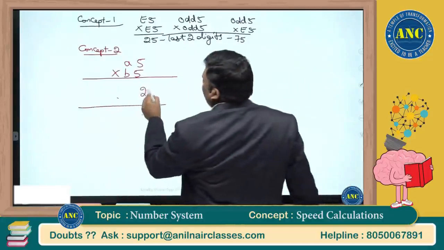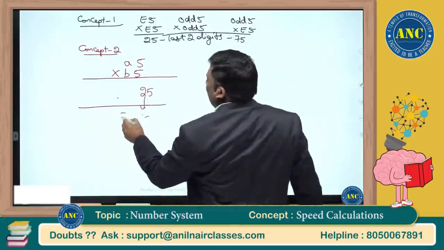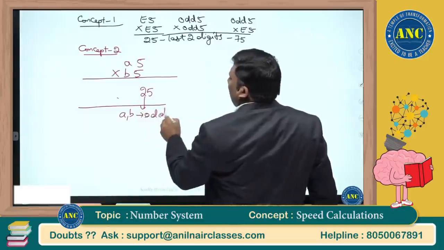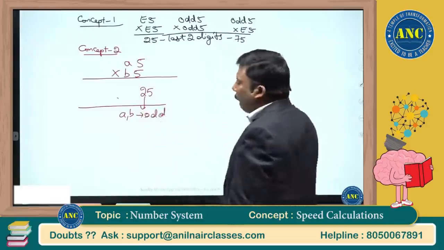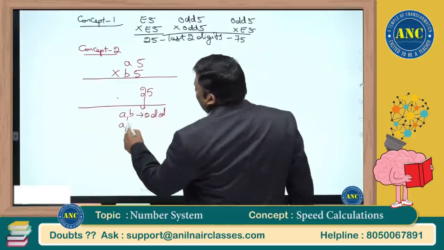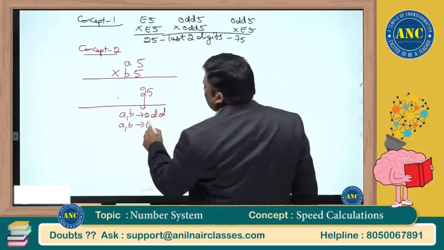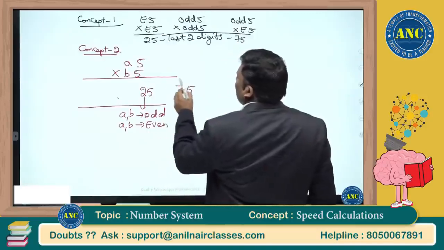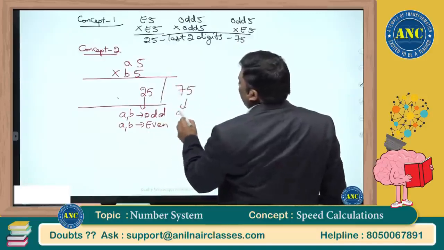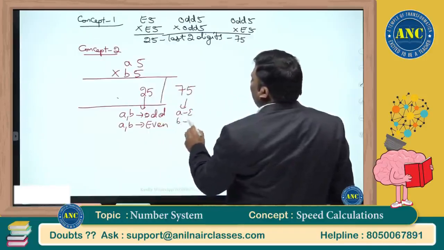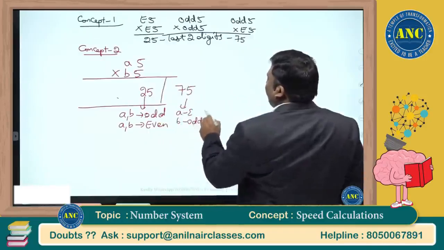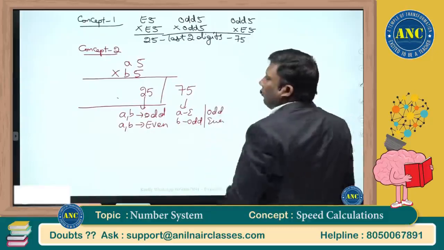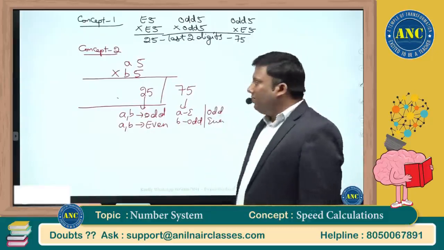Last two digits will be 25 when A and B both are odd. If A and B both are even, last two digits will be 25. If one is odd, one is even, that is, A is even and B is odd, or A is odd and B is even, last two digits will be 75.